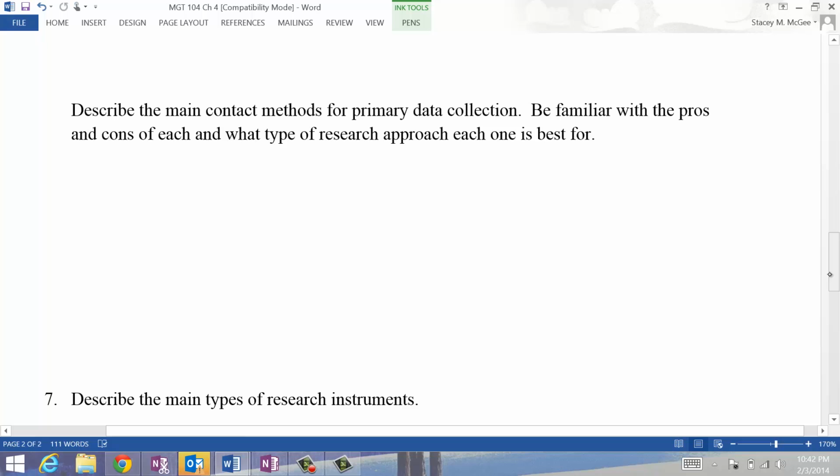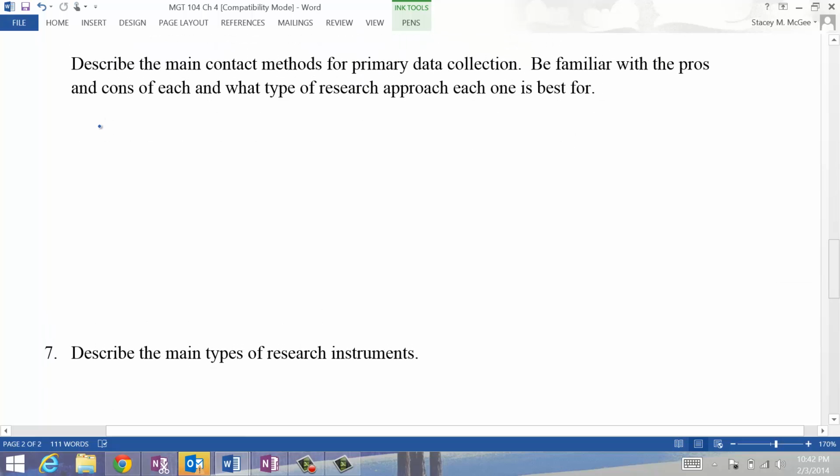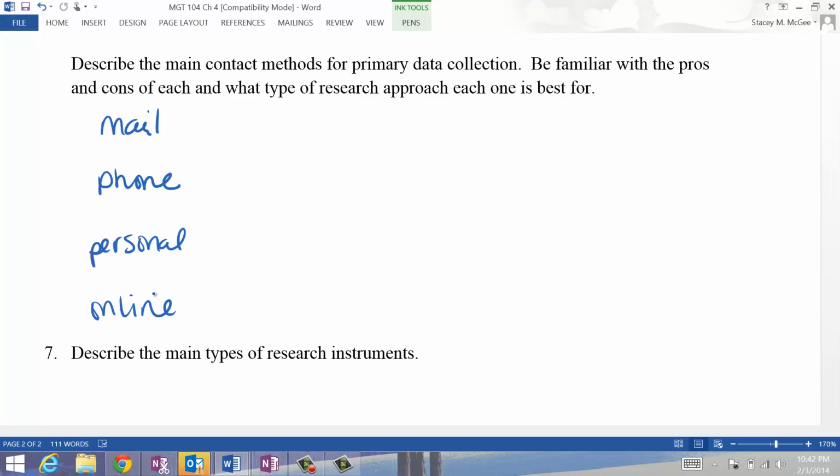Okay, so survey methods especially, but not just survey methods. The main ways we have to collect data are mail, phone, personal interviews, and online. And there's a chart in your book that gives you the pros and cons of each of these, which are very good.